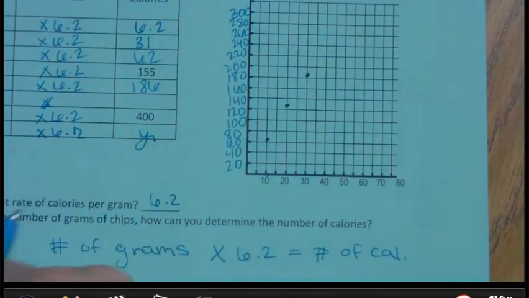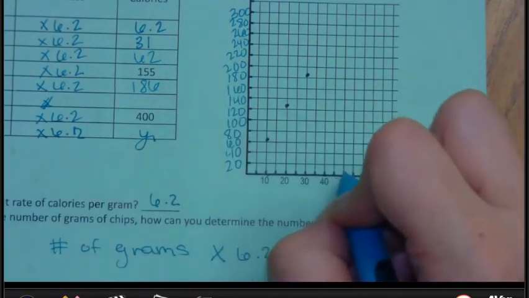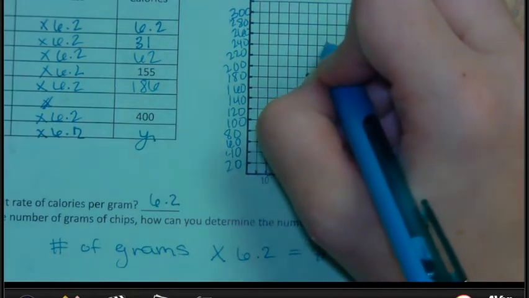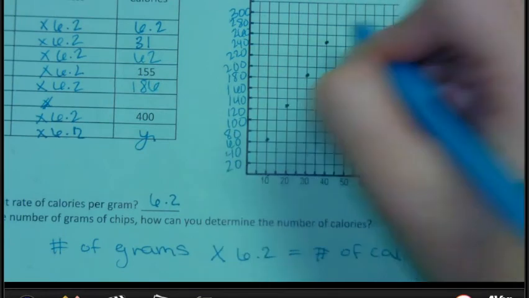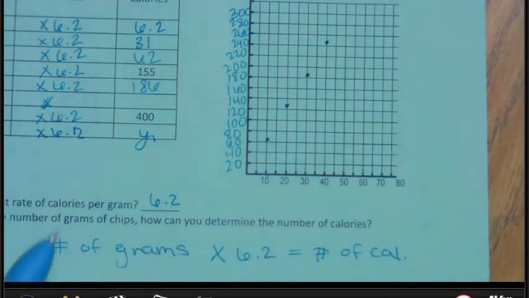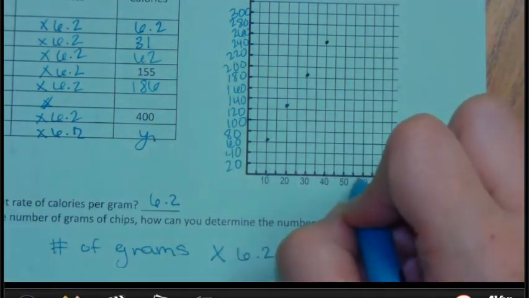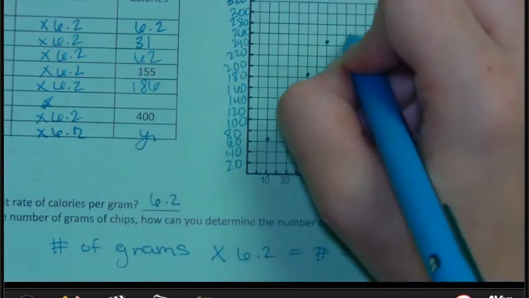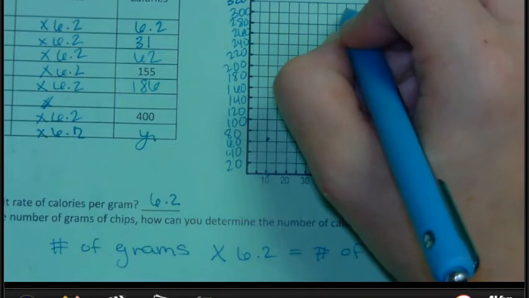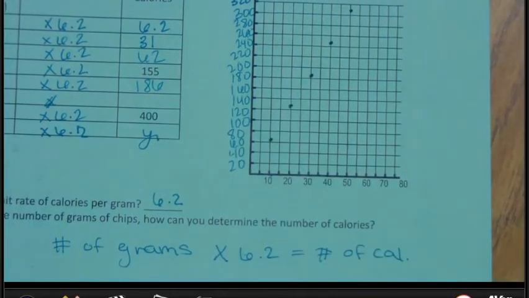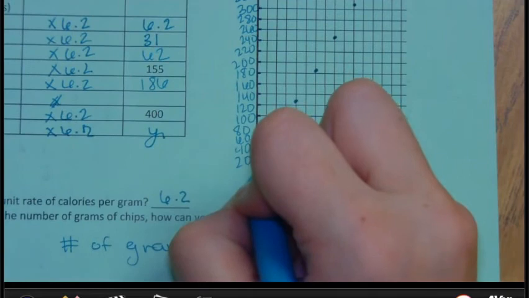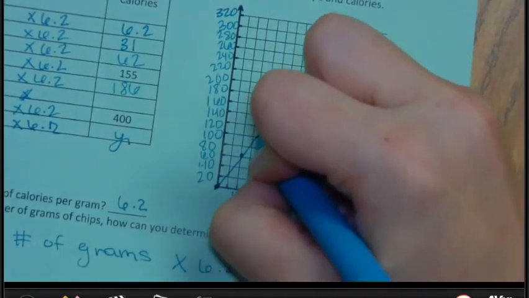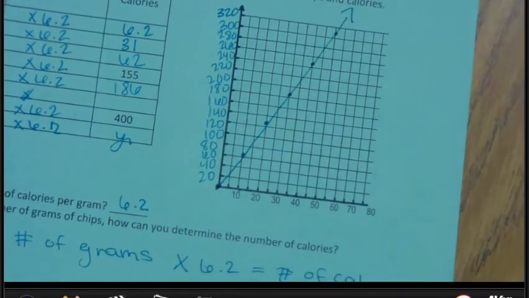For 40 times 6.2, should be at 248. Where is that? Yep. And let's go right here. Let's see, can I get 50 on here? 310. That would be what? 320 right here. Yeah, let's go ahead and try 50. And that should be kind of right there. All right. And if I think about it, if I had 0 grams, did I have any calories? Well, the answer is no. And what I can do is connect my dots to create a straight line.